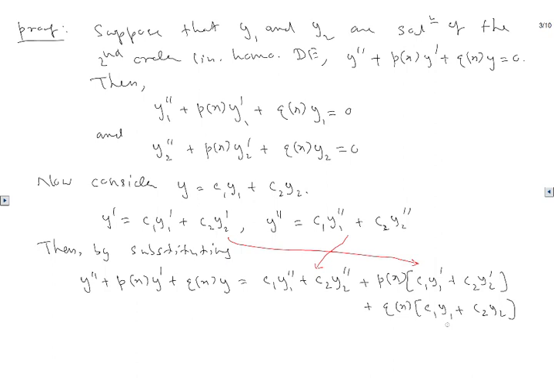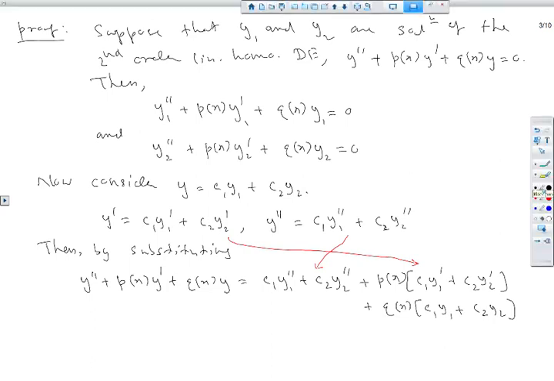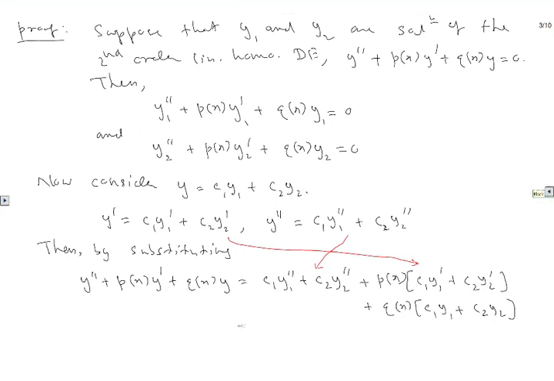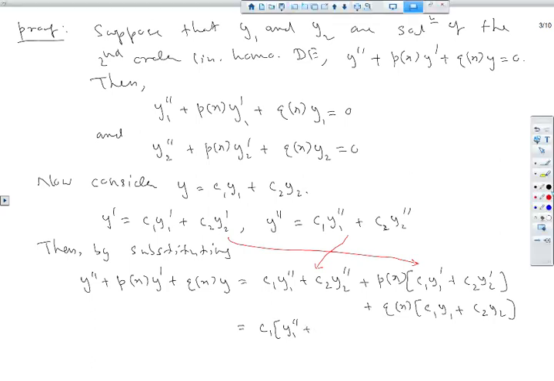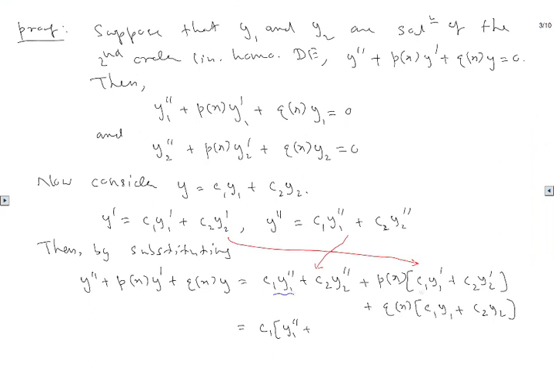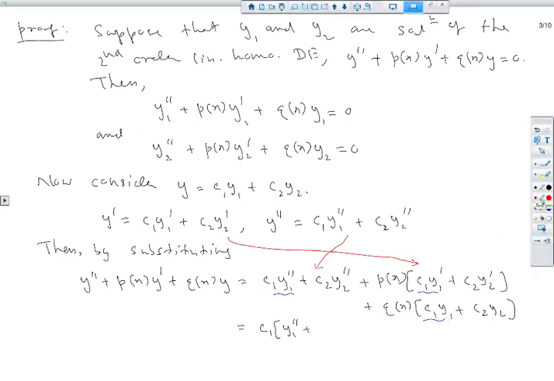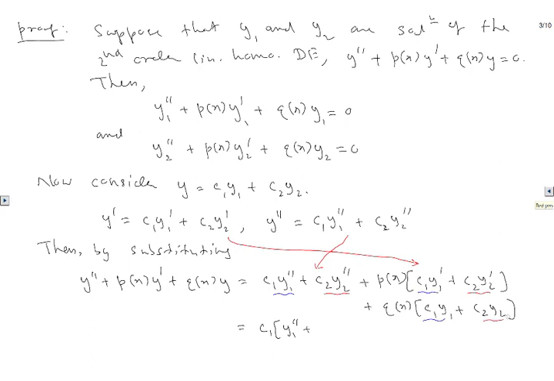Now we can collect terms. I'm going to collect the y1 terms and y2 terms separately. Going with the y1 terms, you're going to get c1 times y1 double prime plus, that's the first y1 term, and then we have this one and that one. Let's combine all three, and then we have the y2 terms, which we're going to collect separately.